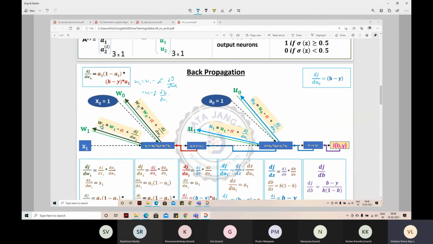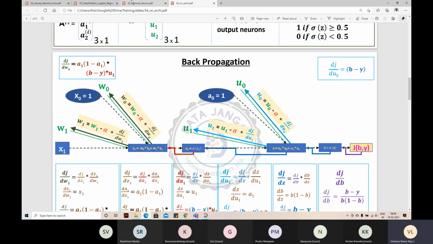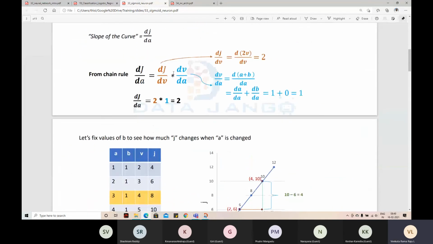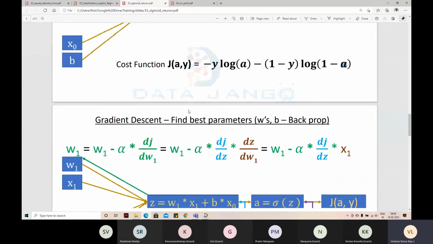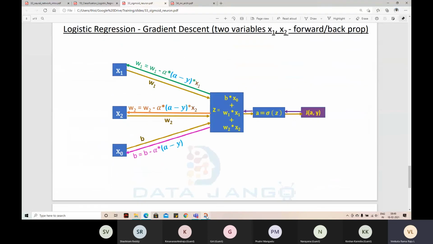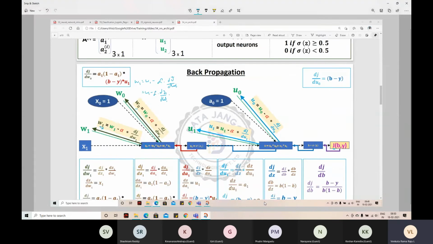when I change one unit in here, how many units is changing here? In a neural network, more functions are included, so the chain rule becomes big. On a simple example here, the chain rule is small. On a sigmoid neuron, the chain rule is a little big. On a neural network, the chain rule becomes even bigger.